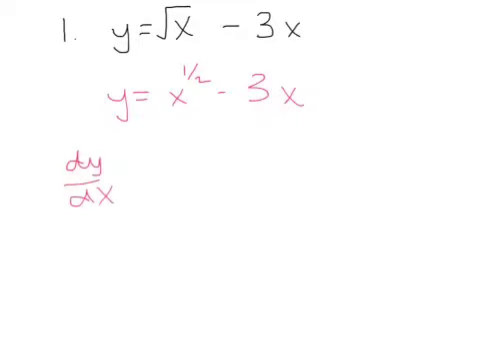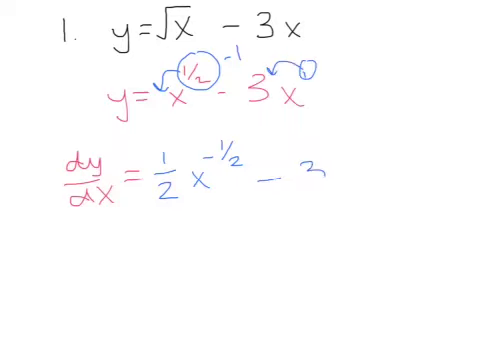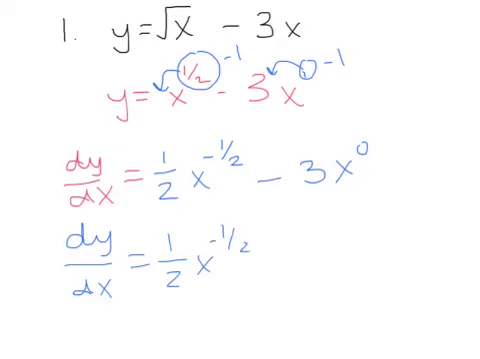dy dx equals, so we take this and we bring it out front. So we have 1/2 x, and then we minus 1 to it. And 1/2 minus 1 is -1/2. And then we minus, this is a 1, and we bring it out front. So we still just have 3. And then we have x, 1 minus 1 is 0. So now we can simplify this. dy dx equals 1/2 x to the -1/2 minus 3. And x to the 0 is just 1, so I'm going to simplify it as 3.